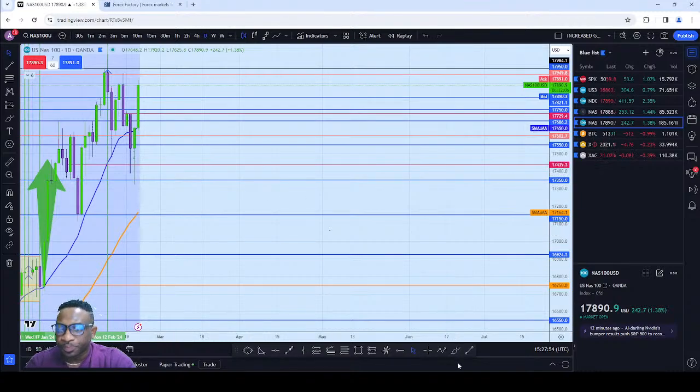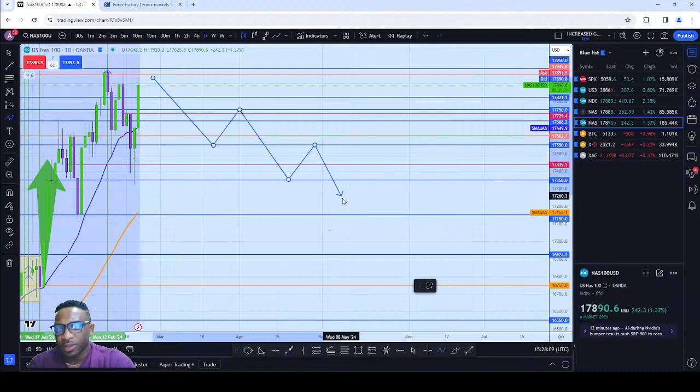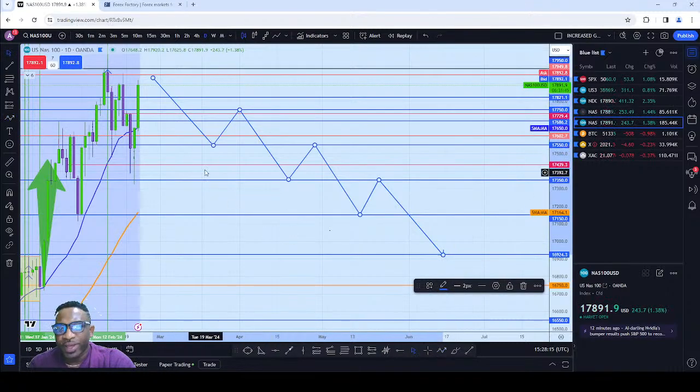Okay, so in an opposite direction, let's say price is coming from here, it gets to this point, pulls up to here, it gets to this point, pulls up to here, gets to this point, pulls up to here, and then drops to this point. So over here we have the opposite of the uptrend.